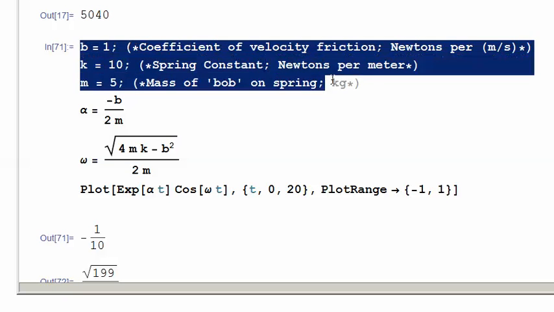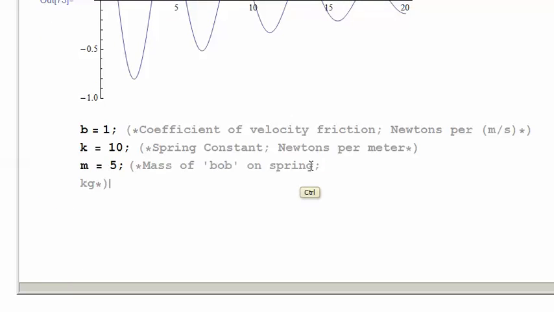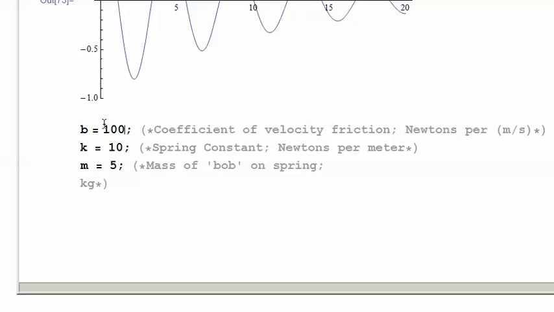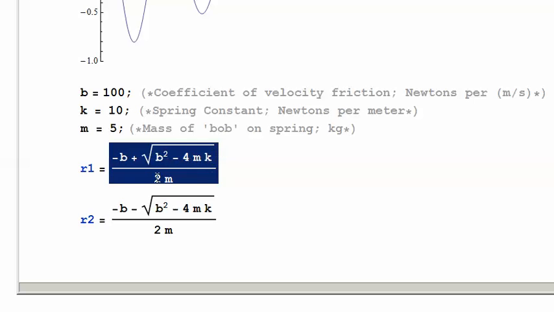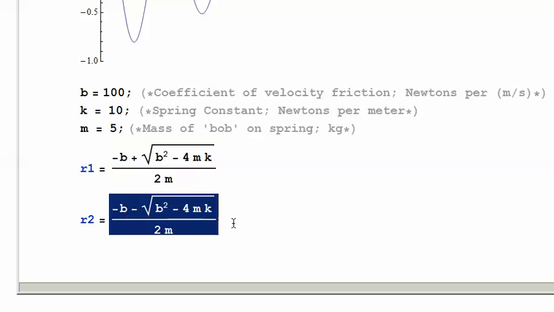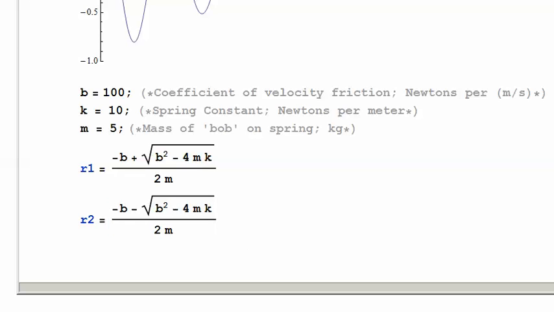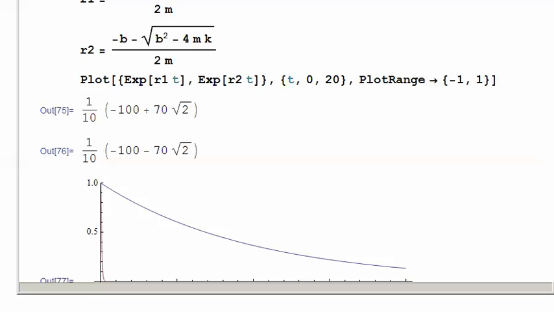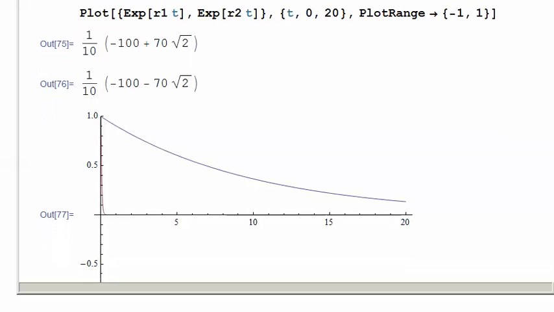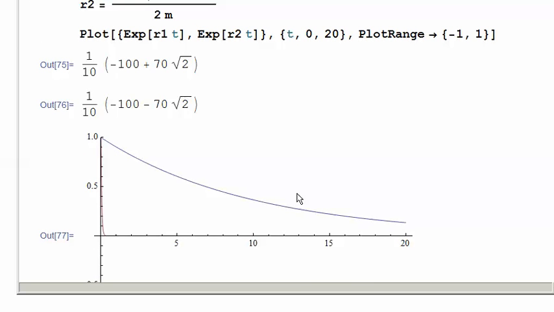b is 100 and see what happens. I'll bring that down here and start a new example. Changing b to 100, what we're going to get out of this is two roots: negative b plus the square root of b squared minus 4mk over 2m, and negative b minus the square root of b squared minus 4mk over 2m. And this time I'm going to draw two plots, one for e to the r1 t and e to the r2 t on the same graph. Let's numerically evaluate those two things.